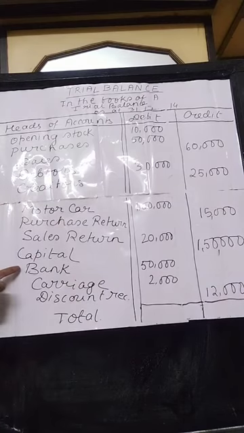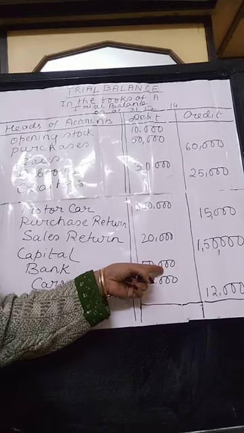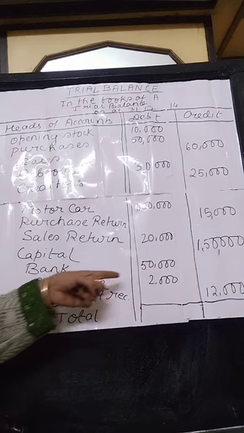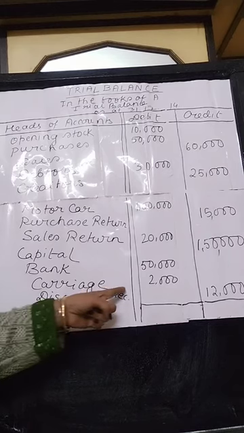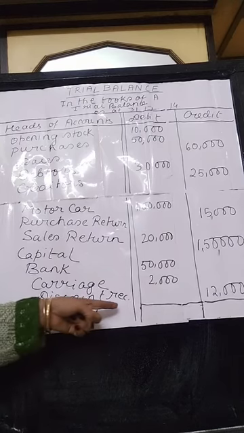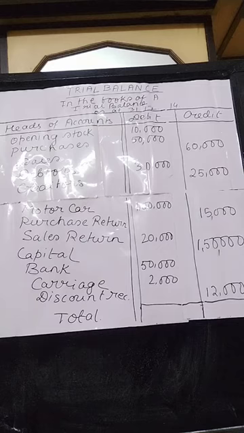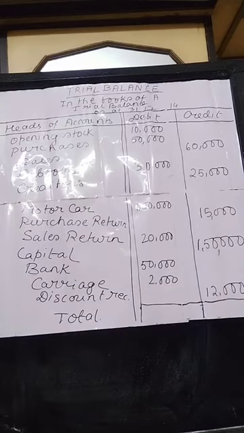Now comes bank. Bank balance is an asset. Always bank balance is an asset. That's why bank balance is considered as an asset. It is coming on the debit side. Now comes carriage. Carriage is an expense, and according to nominal account, all carriages are expenses. That's why carriage is coming as an expense in the debit column. Last but not the least comes discount received. Now discount received is an income. So all income must be shown on the credit side. That's why I have written income on the credit side.